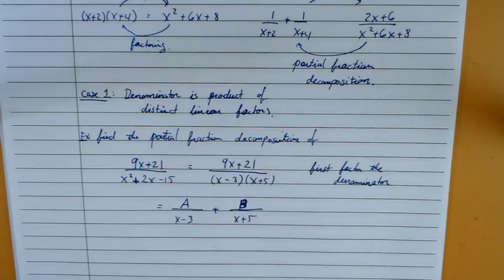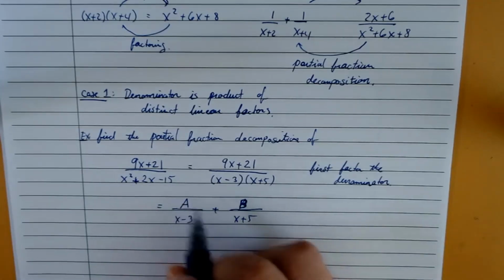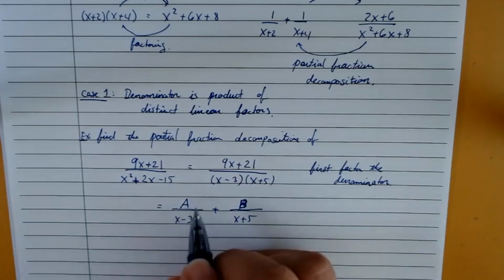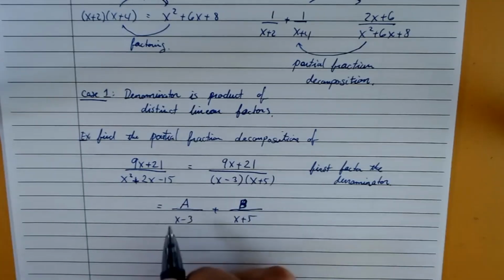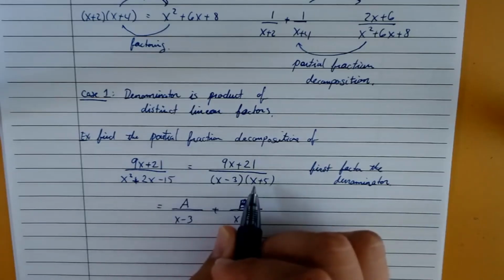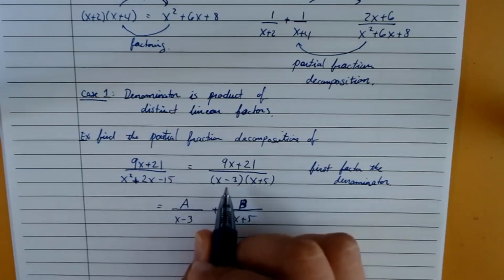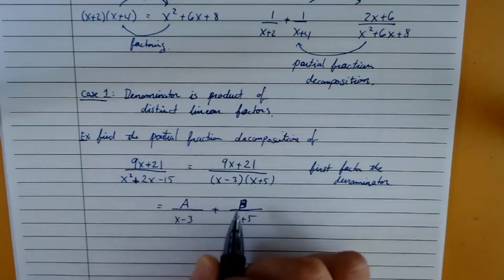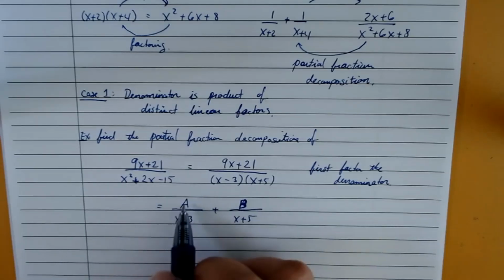A and B. We're going to have to figure out what A and B are. A and B are both constants. This would be like the number 5 and the number 3, or the number 12 and the number negative 8. Whenever you have distinct linear factors, notice the word distinct, that means these are different, and linear, meaning they're power 1. Every time that happens, your numerators will be constants.